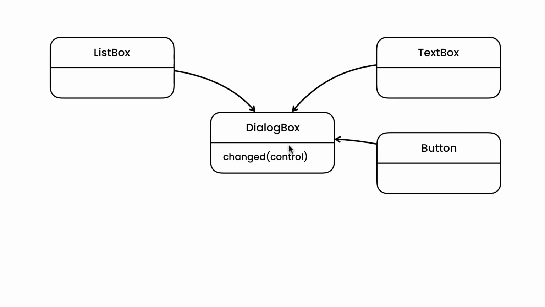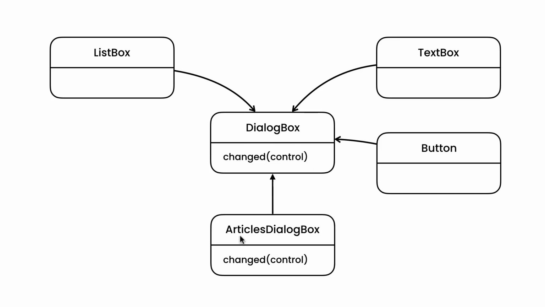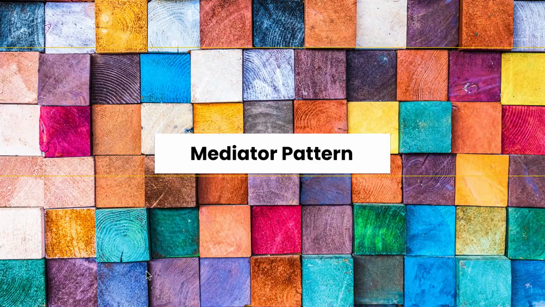Now, as I told you, this dialog box is an abstract class, because in this class, we don't know how the controls on a dialog box are going to interact. This is an abstract concept. How these objects interact will change from one dialog box to another. So in our application, we're going to create a new class called articles dialog box that extends the abstract dialog box class. In this class, we're going to implement the changed method. And this is where we implement all the interaction between these objects. And this is what we call the mediator pattern.